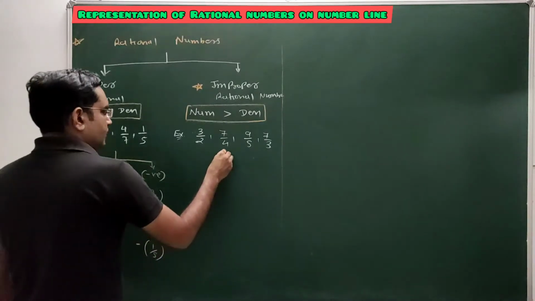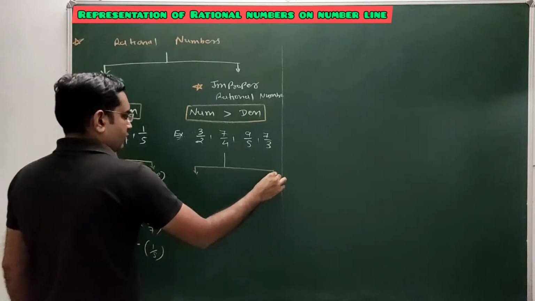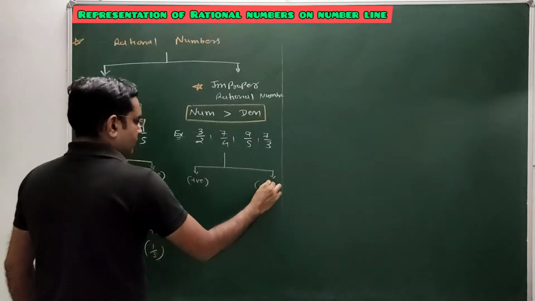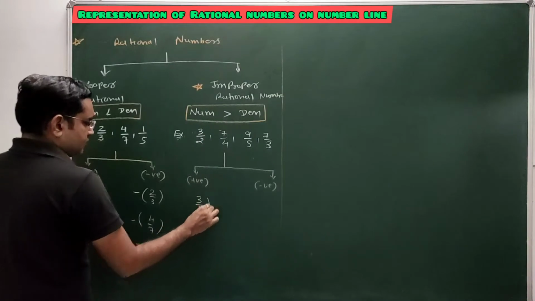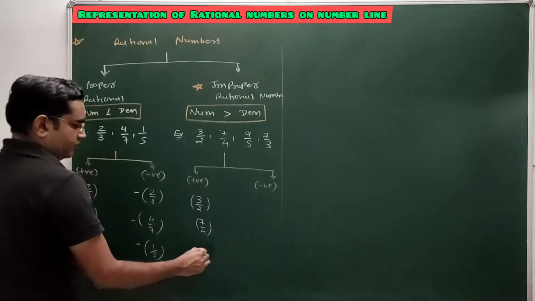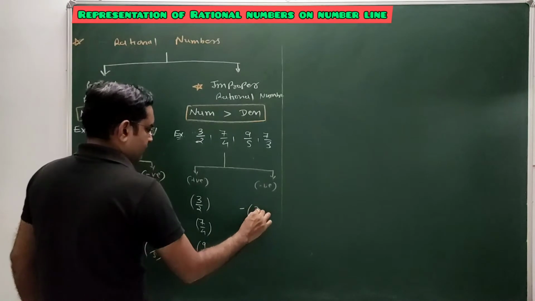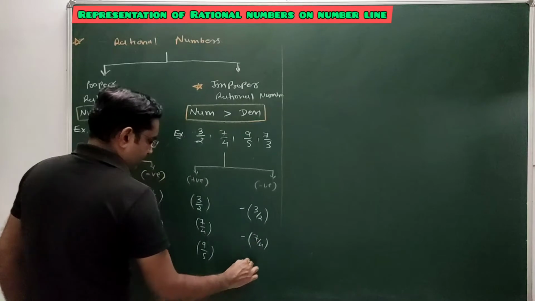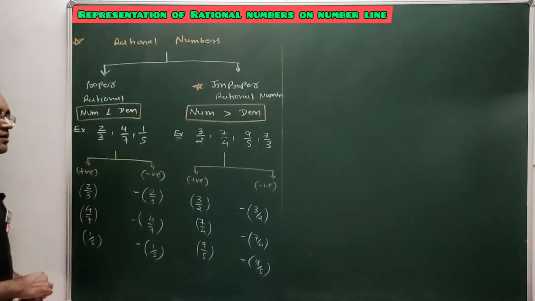Same way these improper rational numbers may be positive or may be negative. Positive are 3 by 2, 7 by 4, 9 by 5. Negative are minus 3 by 2, minus 7 by 4, minus 9 by 5. So different cases are there.